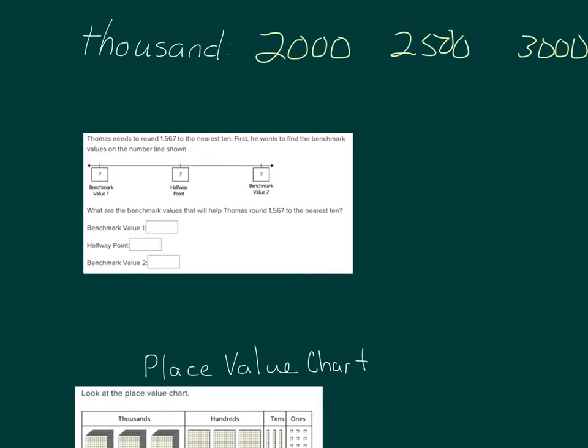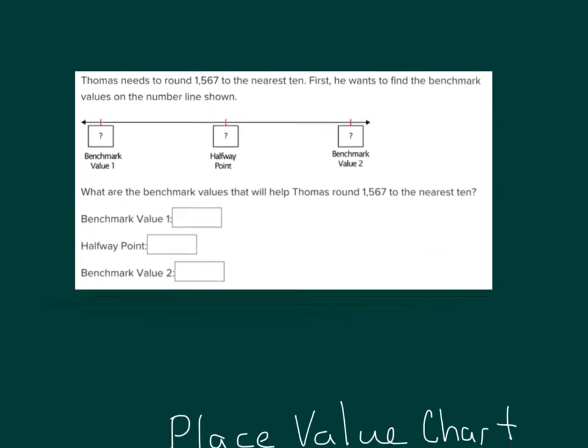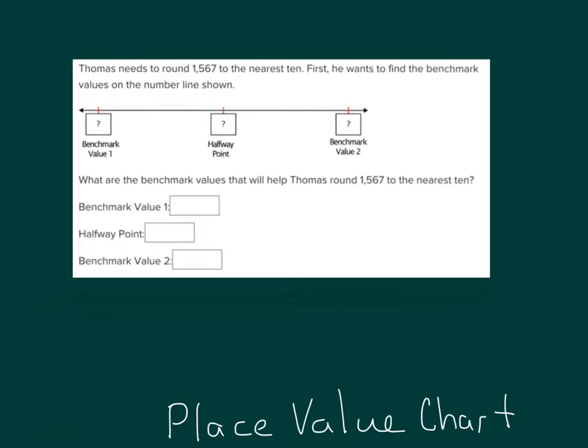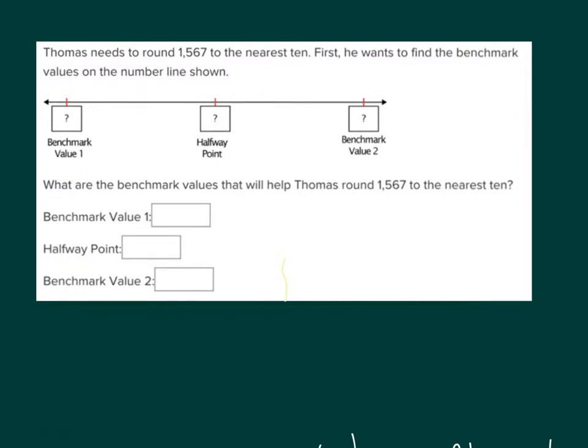This kind of problem is asking you to actually find the benchmark values and the halfway point. So let's look at it. Thomas needs to round 1,567 to the nearest 10. So first thing you need to do is find the number that is in the tens place. I like to draw an arrow to it. It's the 6. 6 is in the tens place. Okay, and the 6 in the tens place represents 60. So that's the first benchmark number.